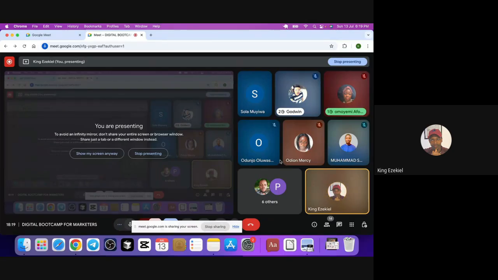Okay, let's talk about sales. Sales is converting prospective or potential customers to customers, like leads that you generate to customers. Potential customers into paying customers.